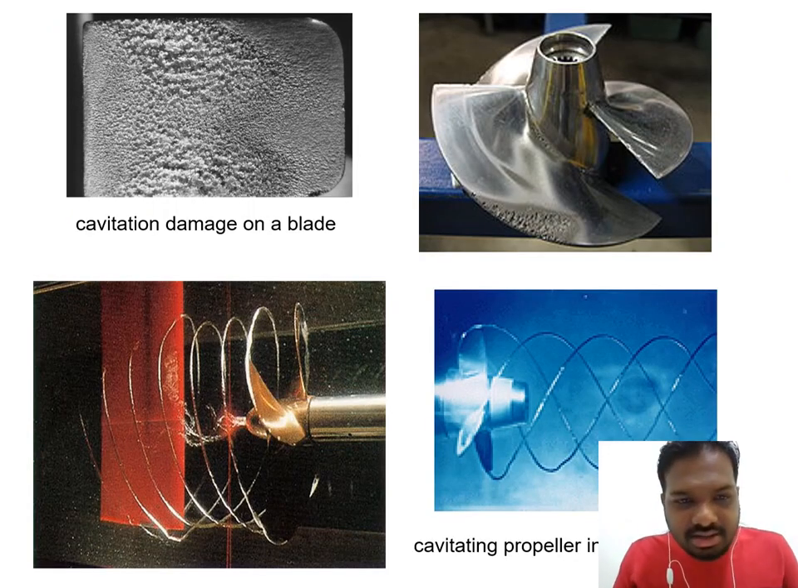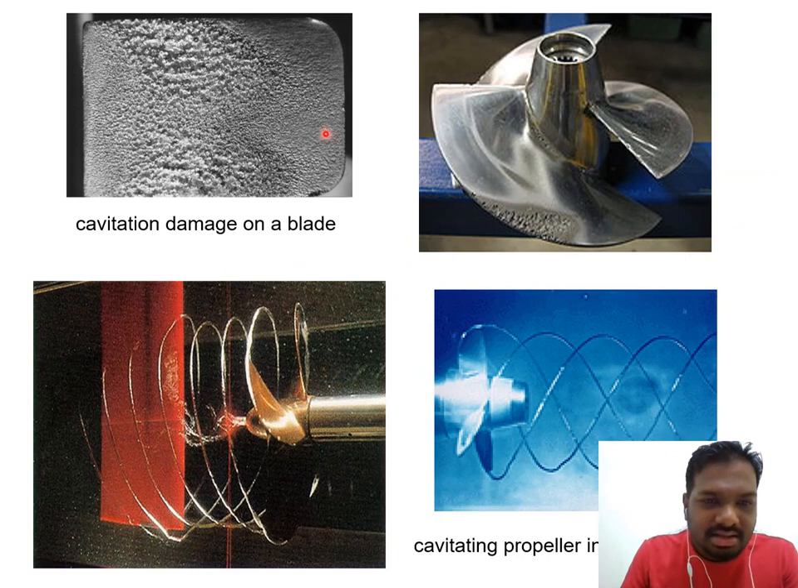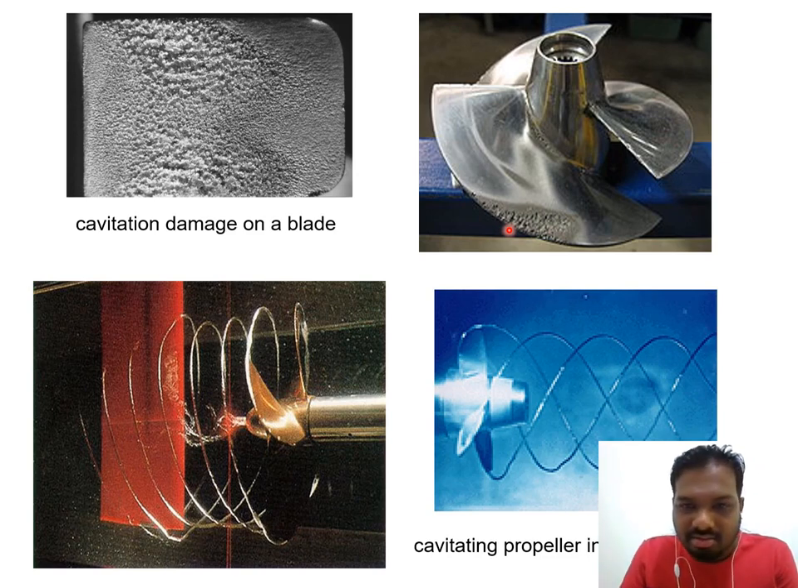You can see some of the damages, the damages on the blade. It will become like this. You can see the water bubble becomes too hot, and it will start to make the material corrode.